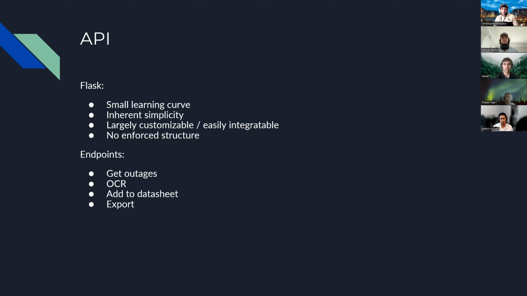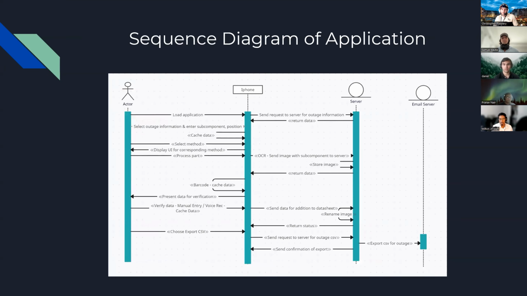For our API, we chose to use Flask, which was inherently simple. It allowed us to get started quickly and define our 4 endpoints, which are get outages, OCR, add to datasheet, and export. We'll show you our sequence diagram, where you can see the interaction between all parts of our application, but the main part for the API was sending the request for outage information to the server, sending the image for OCR, sending the data for addition to the datasheet, and sending the request to export the CSV.